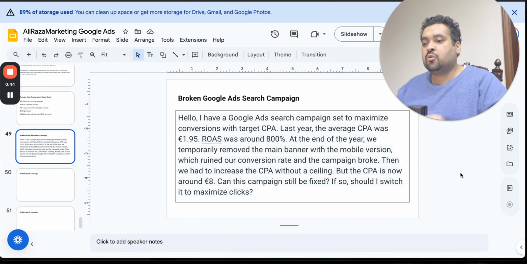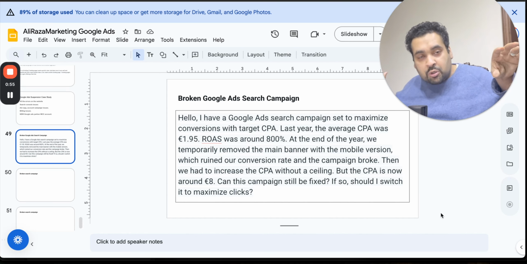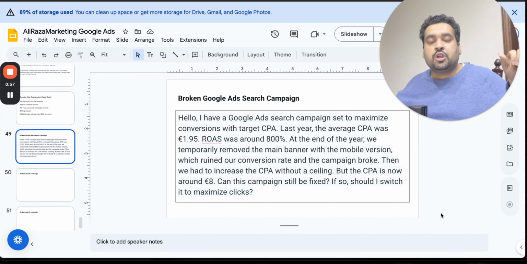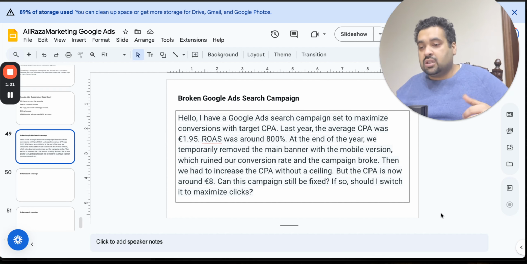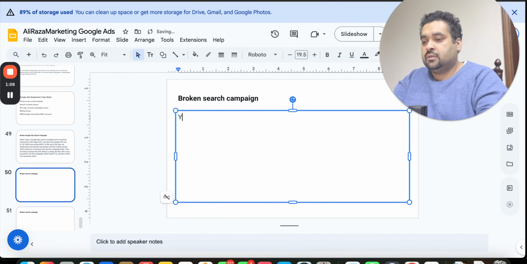Okay, so if you have a broken Google Ads search campaign, you have to follow the strategies as I'm going to tell you, and that can help you. First of all, if the campaign was working fine and then you made changes on your website, which eventually decreased your conversions, and you want to get them restored, then you have to follow this. First of all, your advice is to switch it to Maximize Clicks. So yes, move back to Maximize Clicks for now, as a bidding strategy. This can help you.